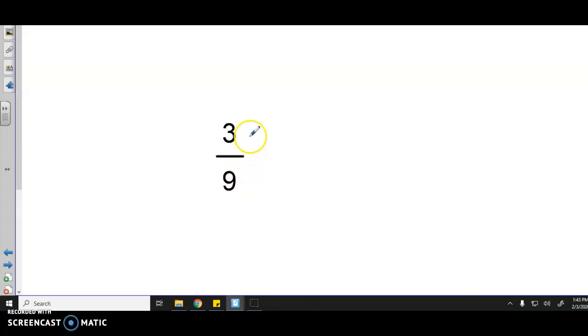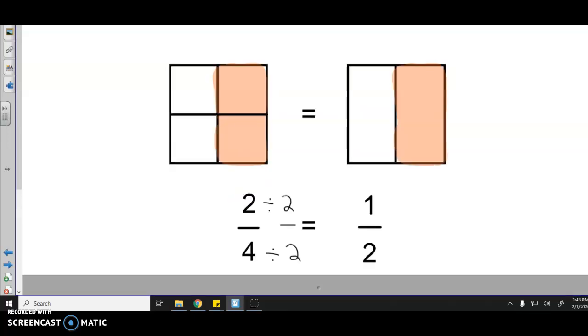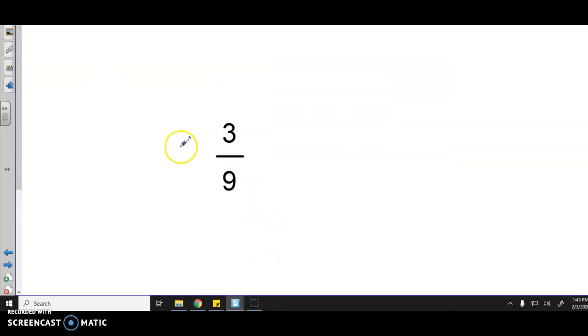So I have to find what 3 and 9 are both divisible by. In other words, what number goes into 3 and also goes into 9? For example, in that last one, I was able to divide by 2 on the bottom and 2 on the top, because 2 goes into 2, and it also goes into 4. I cannot divide by 2 here because 2 doesn't go into 3. 2 doesn't go into 9. I can't divide by 2 on the top and bottom.